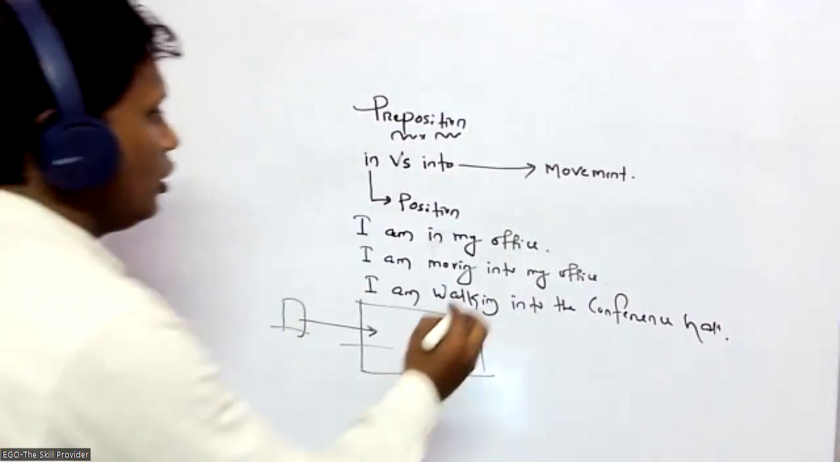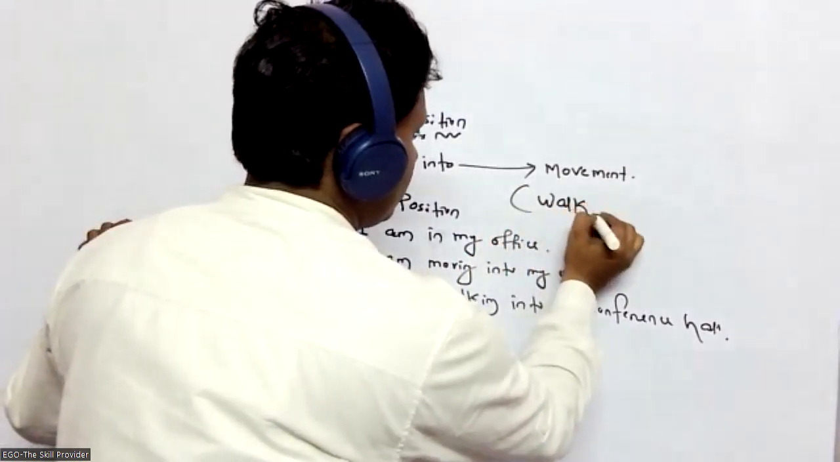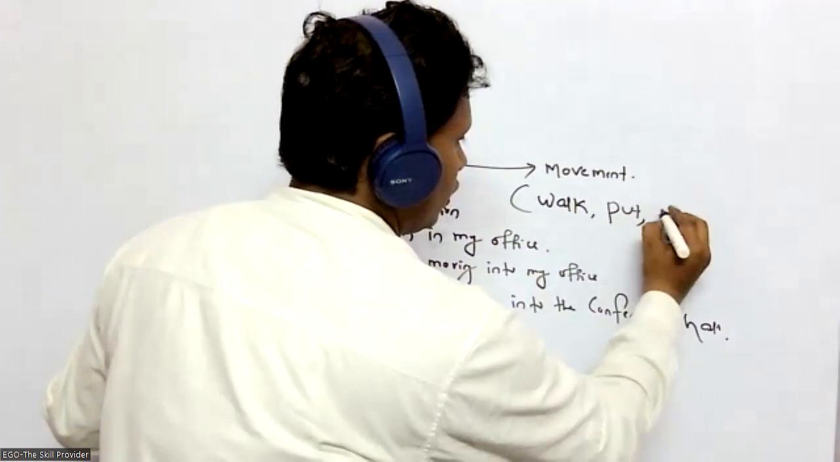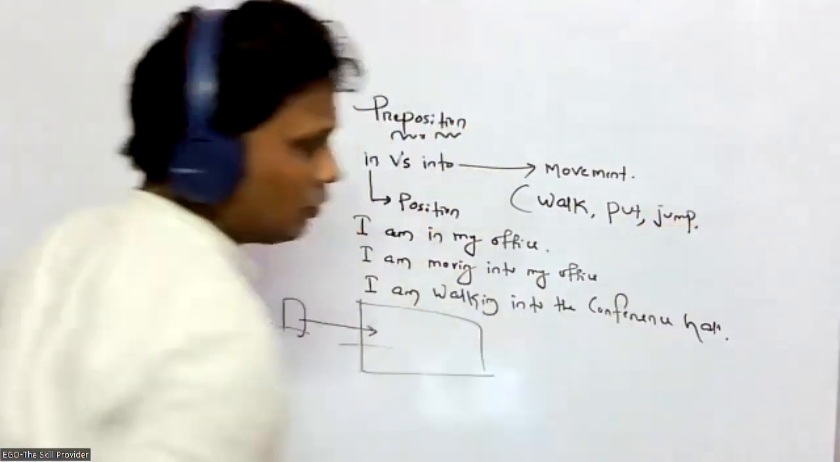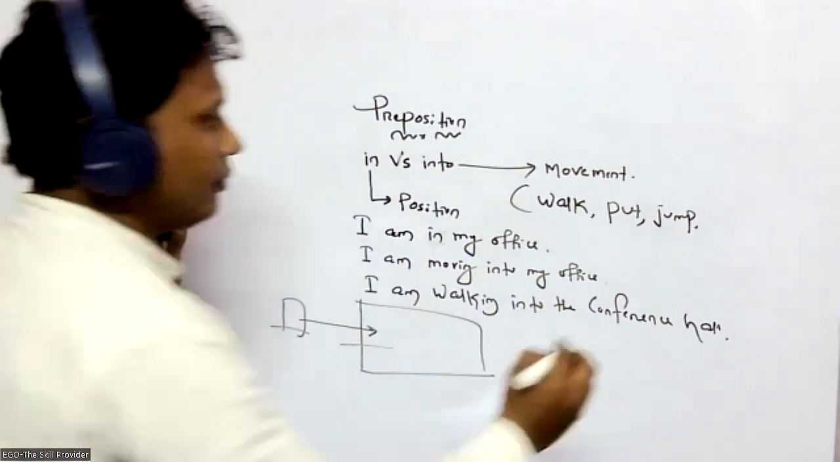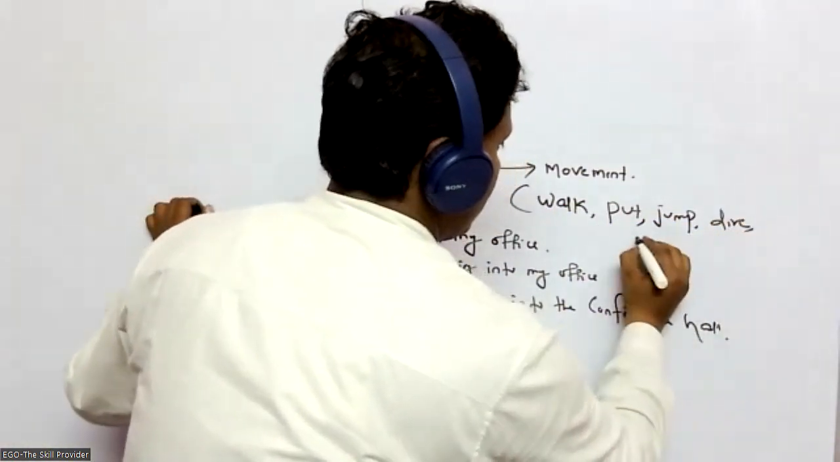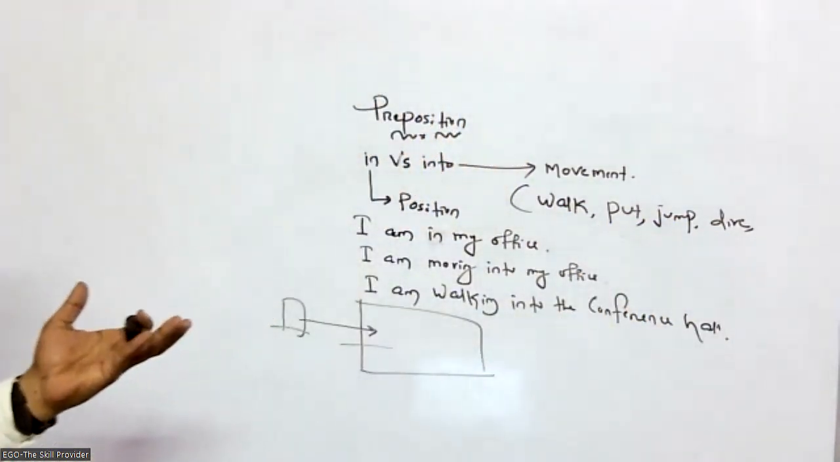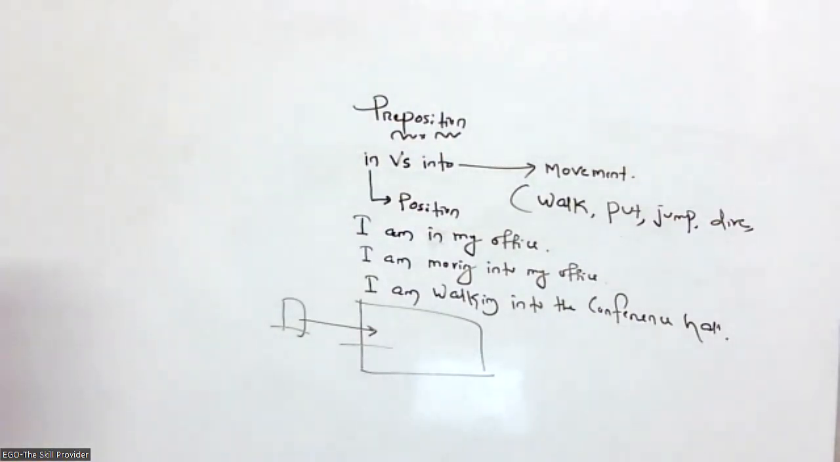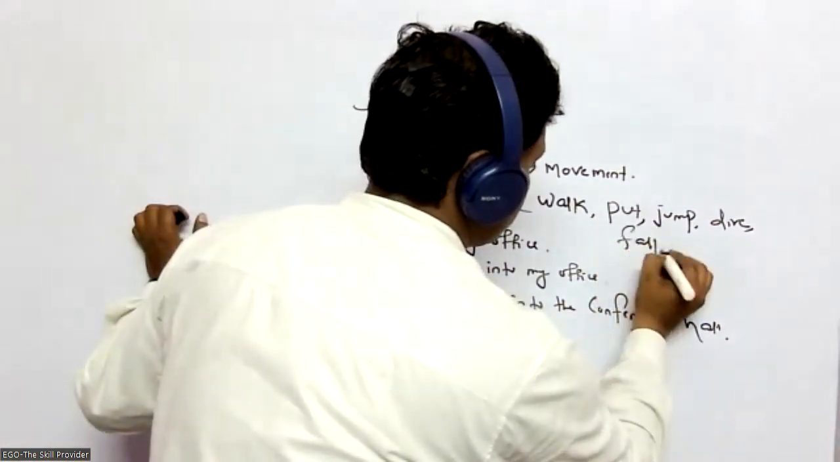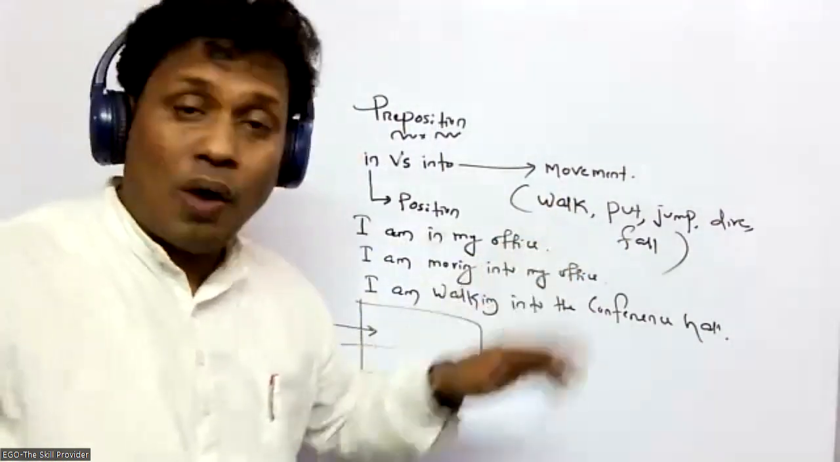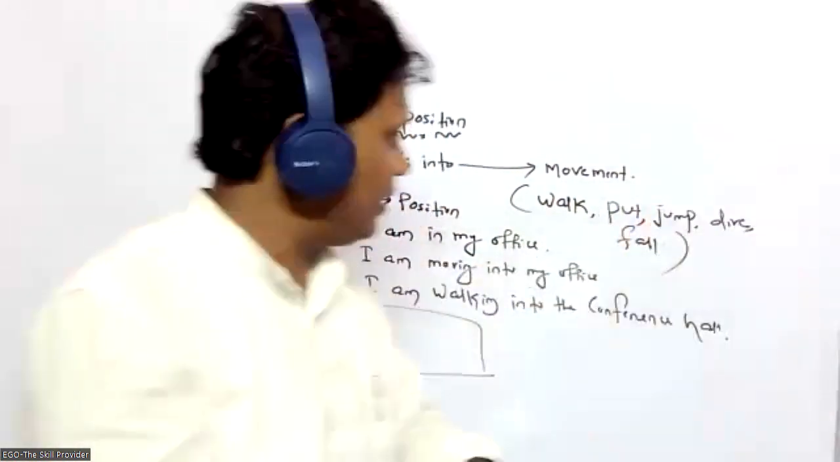What are the verbs? Something called walk, something called put, something called jump, something called dive, and something called fall. These are called movement verbs. Whenever you're walking, you are trying to show a movement.